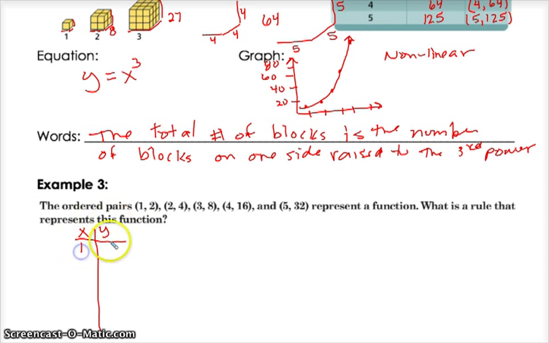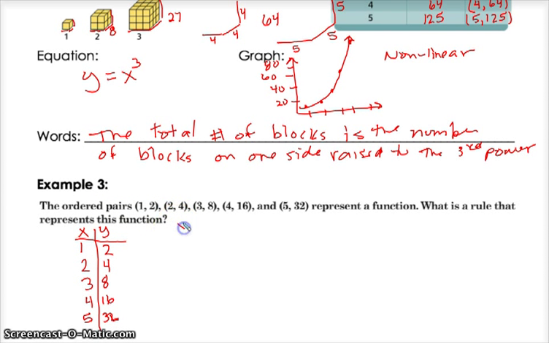So 1 goes to 2, and if I plug in 2, I'm going to get 4, and if I plug in 3, I'm going to get 8, 4 and 16, 5 then goes to 32. So I need to try to find some sort of pattern that links these x and y values. Let's start by looking at how I could get from 1 to 2.